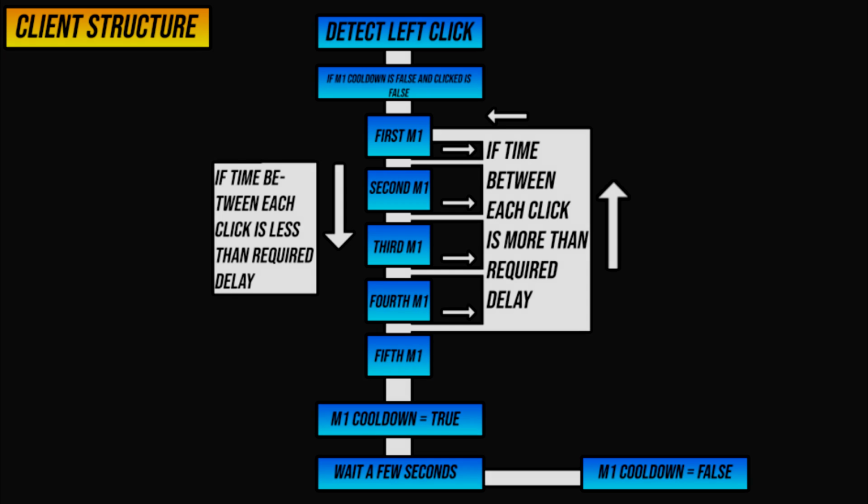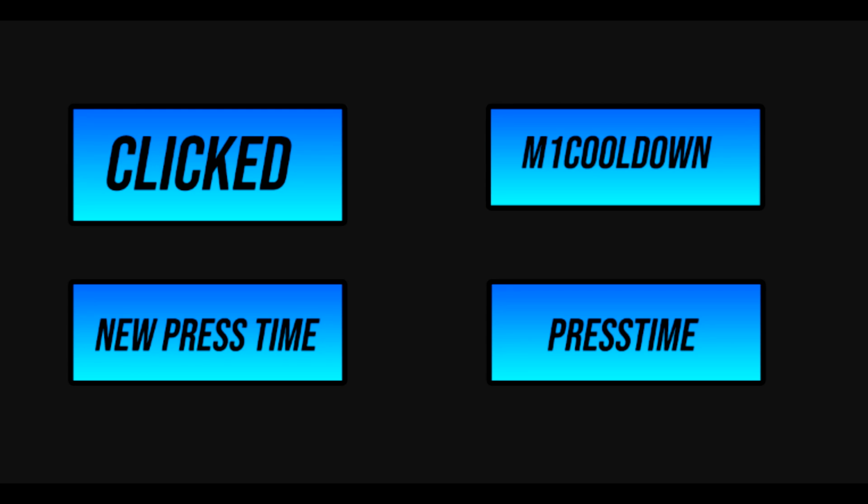So first off, we set some variables such as M1 cooldown, clicked, press time, and new time. M1 cooldown is used to make sure you can't use the M1s for a few seconds once you finish off your M1 combo. Meaning that once I'm done with the fifth M1, you can press the M1 button for a while, it won't work. So that's basically the M1 cooldown.